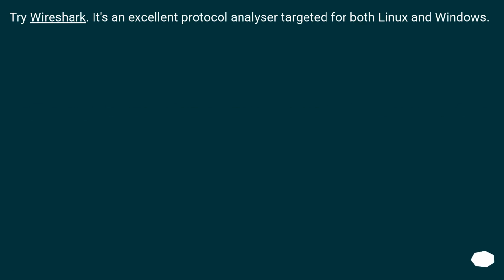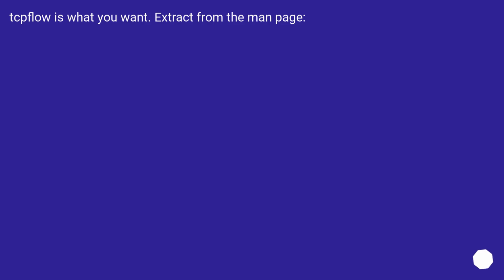Try Wireshark. It's an excellent protocol analyzer targeted for both Linux and Windows. Flow is what you want. Extract from the man page.